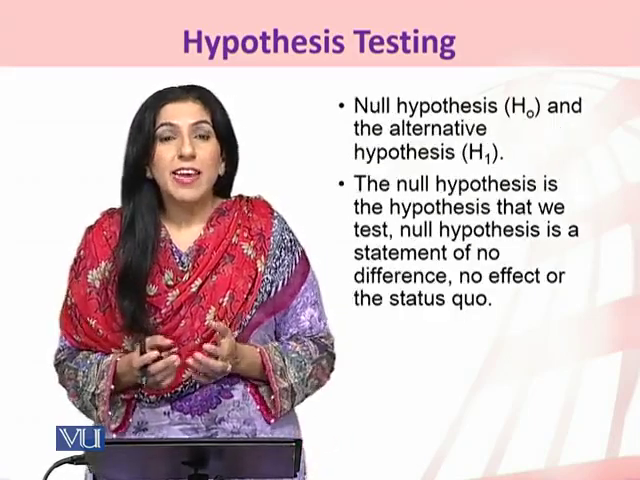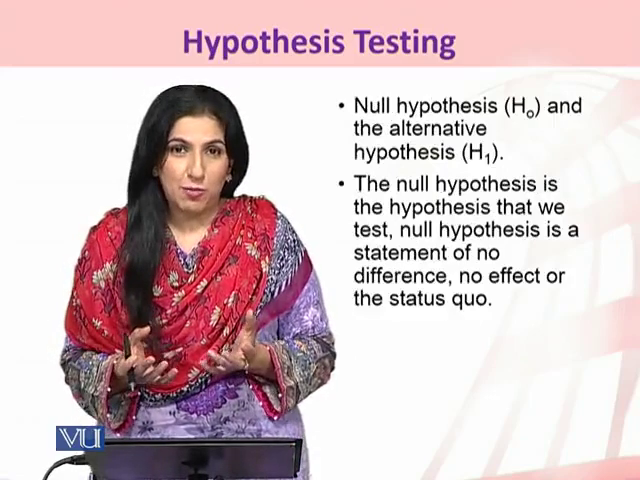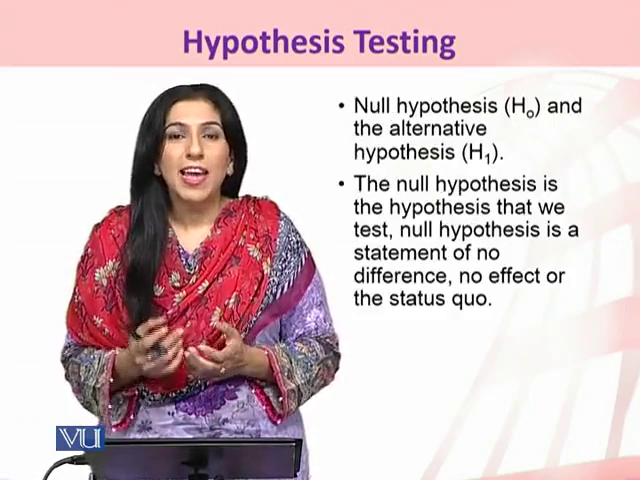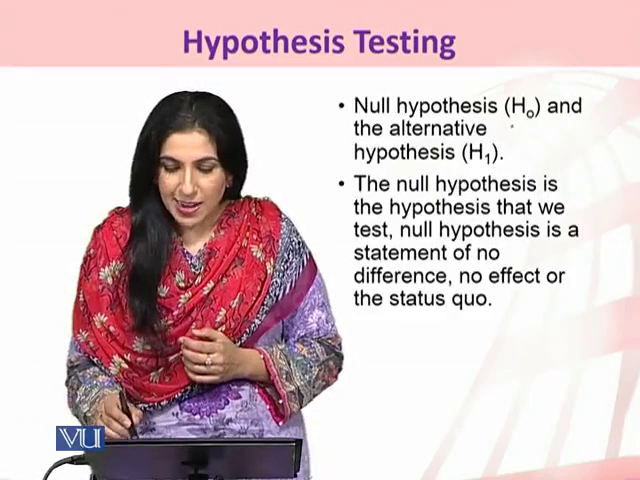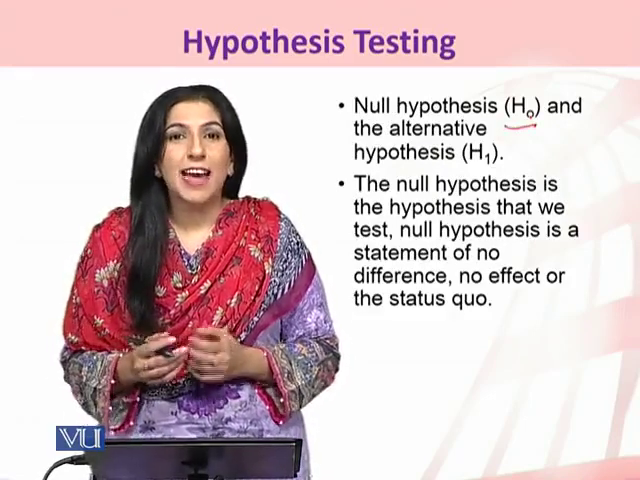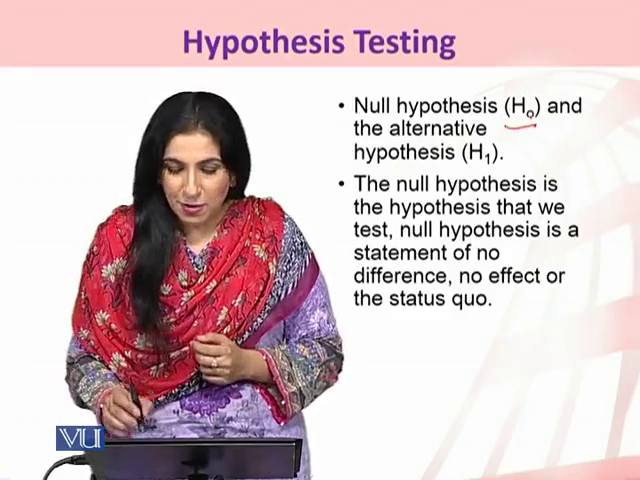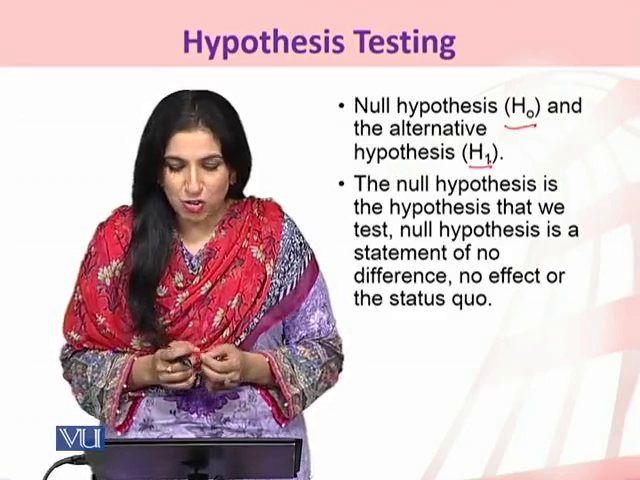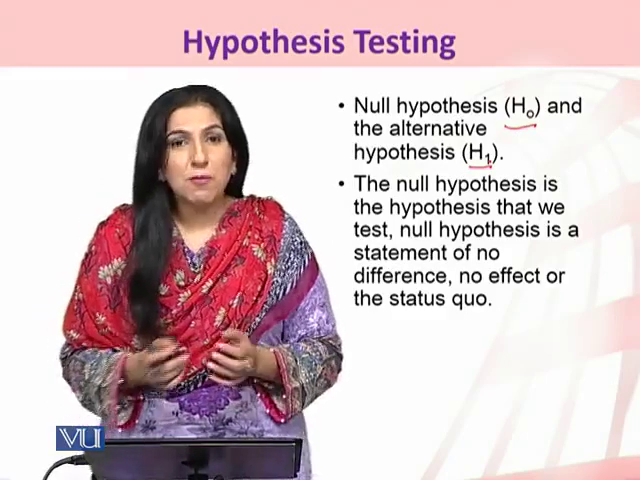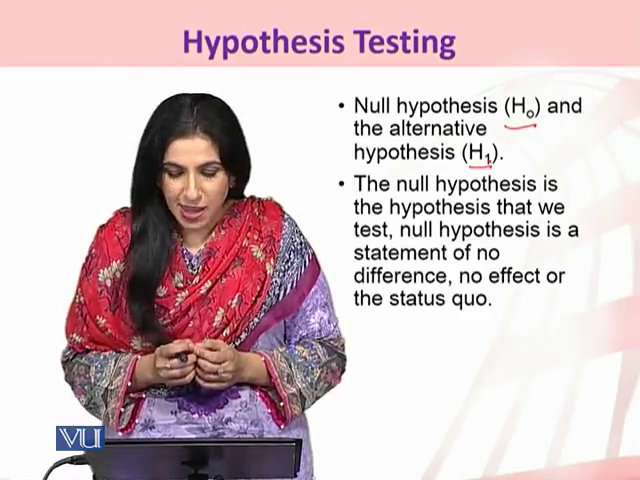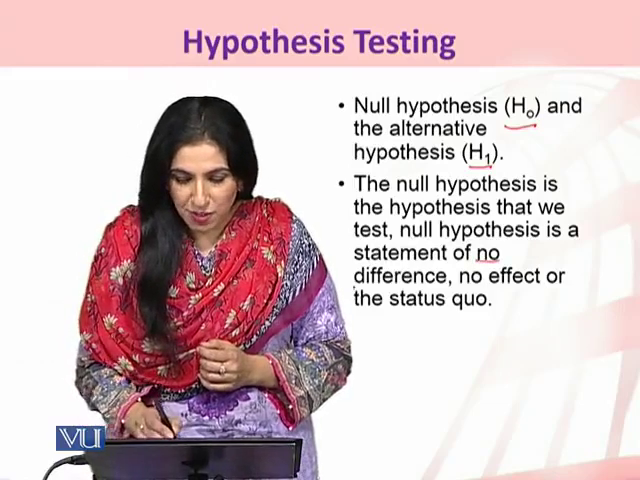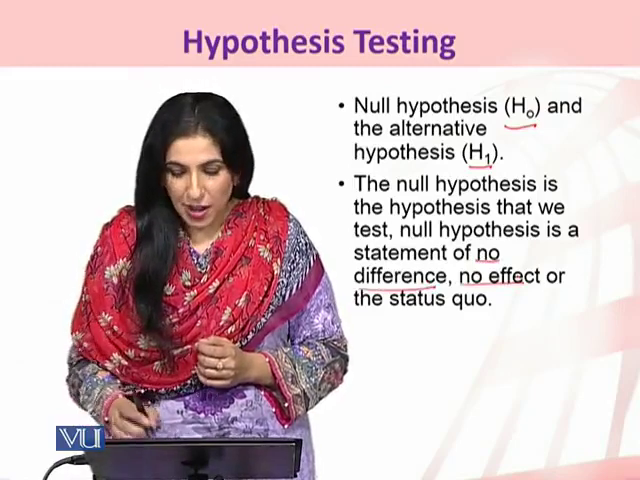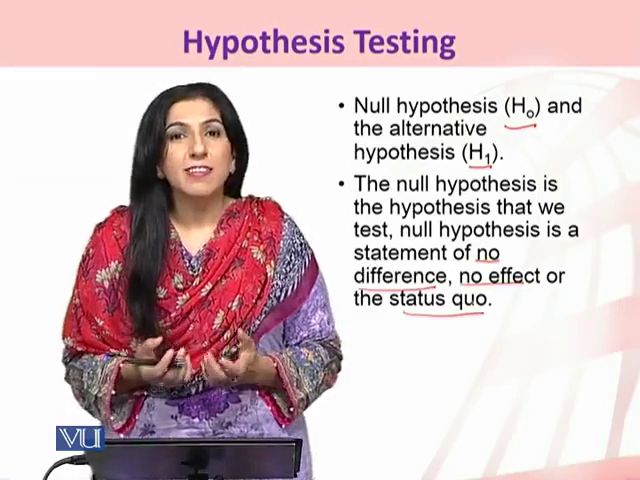Now students, हाइपोथेसिस की दो टाइप्स होती हैं. एक होते हैं नल हाइपोथेसिस और दूसरा होता है alternative hypothesis. Null hypothesis is denoted as H0, whereas the alternative hypothesis is denoted as H1. So the null hypothesis is a statement about no difference or about no effect, or it is simply a status quo.